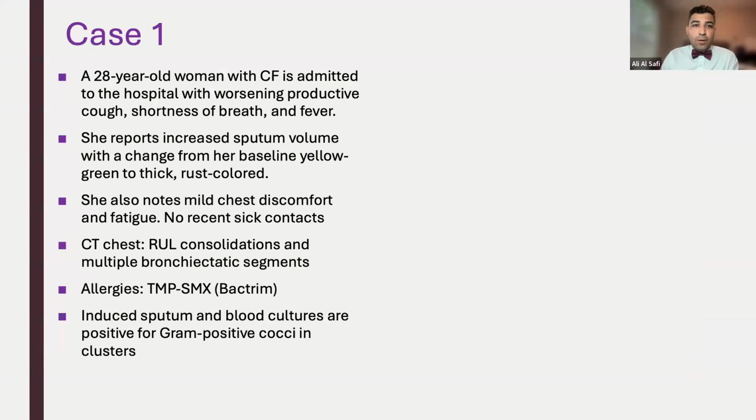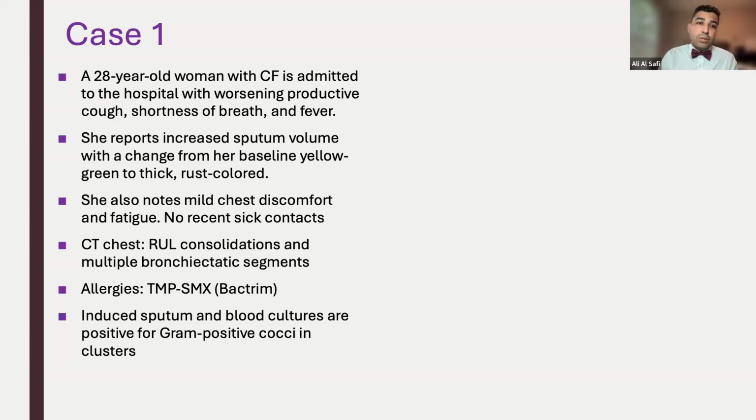We have a 28-year-old woman with cystic fibrosis admitted to the hospital with worsening productive cough, shortness of breath, and fever. She reports increased sputum volume, changed from her baseline yellow-green to thick rust-colored sputum. She also notes mild chest discomfort and fatigue and reports no recent sick contacts. We look at the CAT scan of her chest and we see right upper lobe consolidations and multiple bronchiectatic segments.